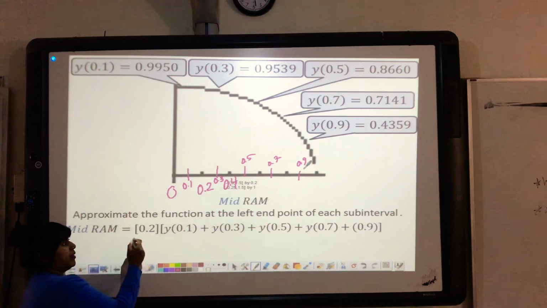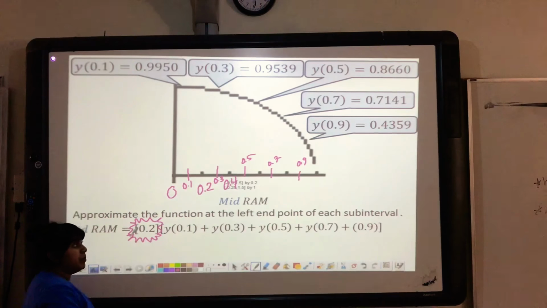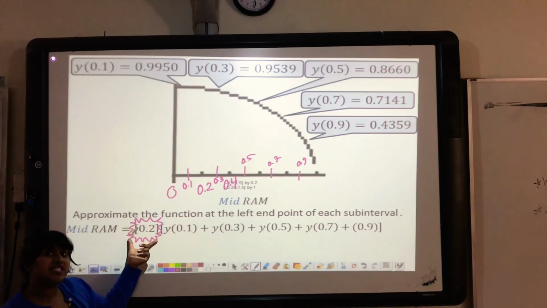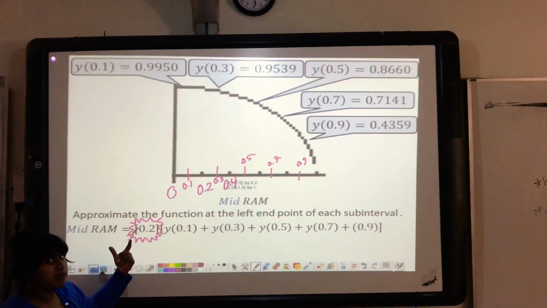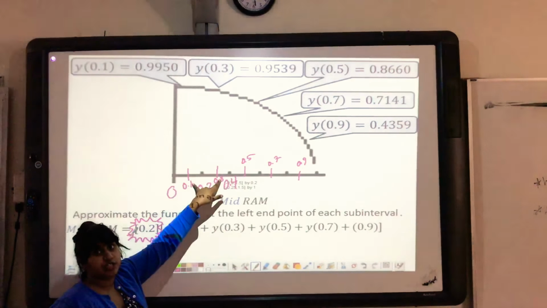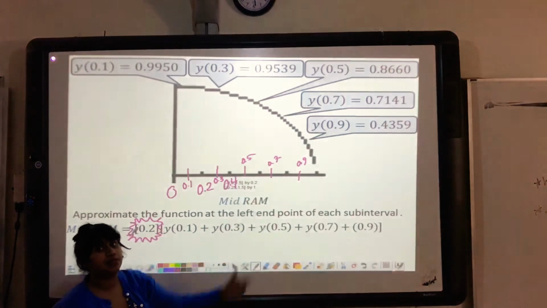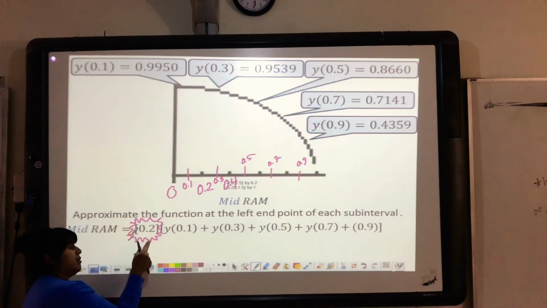Again, here's where I'm going to talk about my delta x is still the same. A lot of people, when they see this midpoint, they want to divide their delta x. They're like, oh, okay, because it's a midpoint, my delta x is no longer 0.2, it's 0.1. But that's not the case, because what's the distance between each delta x still? 0.1 to 0.3 is still 0.2. 0.3 to 0.5 is still 0.2. Okay, so common mistake, let's not make it.